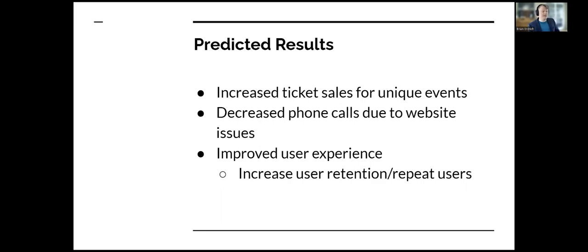It would decrease phone calls due to website issues. For example, I can't figure out if you guys are going to be closed on this day. And then it would generally improve user experience. And the stats show that the better the user experience, the more repeat users you get. People want to keep coming back and using the website. But if they get confused the first time, I can't find what I'm trying to look for, the chances of them wanting to come back is small.